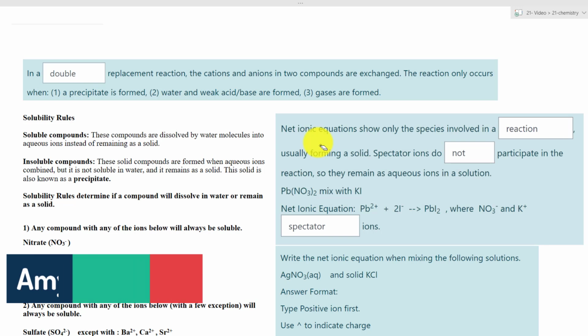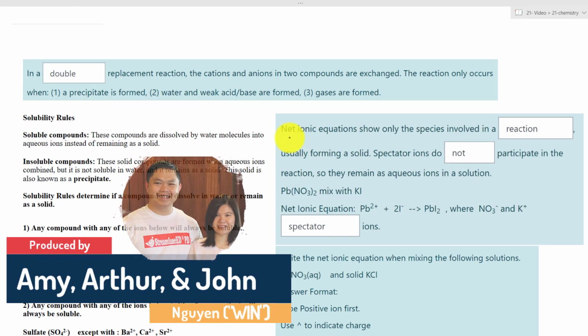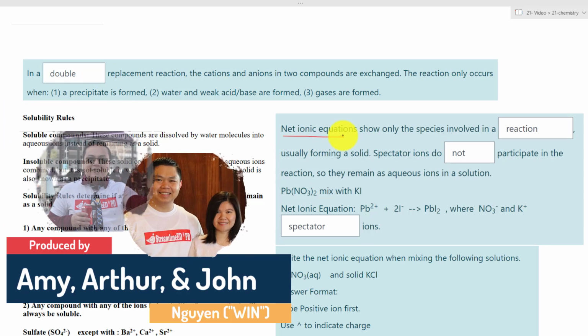Welcome back to another exciting chemistry lesson. In this lesson, we are going to look at how to write net ionic equations.